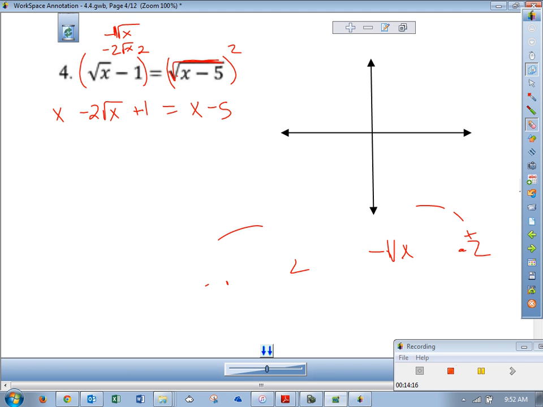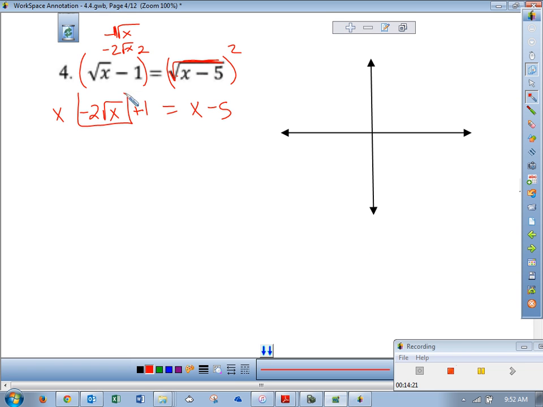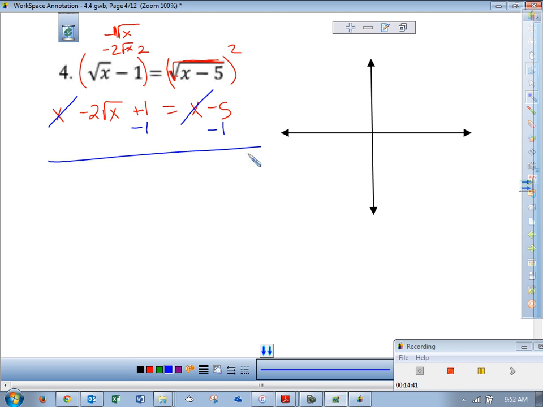So let me get rid of this for a second. I need to get this, well really I should say, sorry, this all by himself on one side of the equal sign. Again, get the radical all by himself. Well, wouldn't I subtract x over, right? So when I do that, what's x minus x? Nothing. Wouldn't I also subtract this 1 over, right? So those are gone. Negative 2 square roots of x comes down, and you get negative 6.